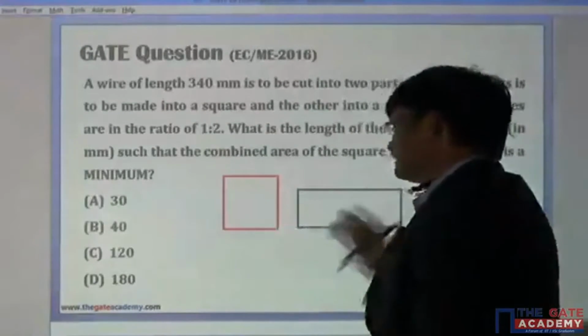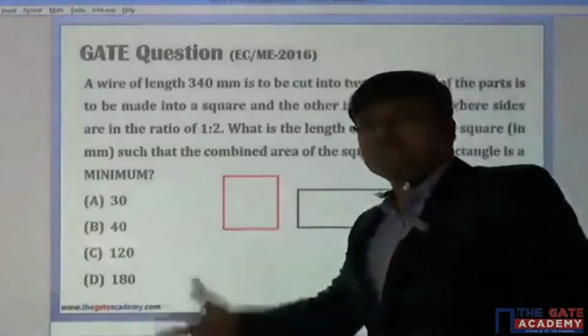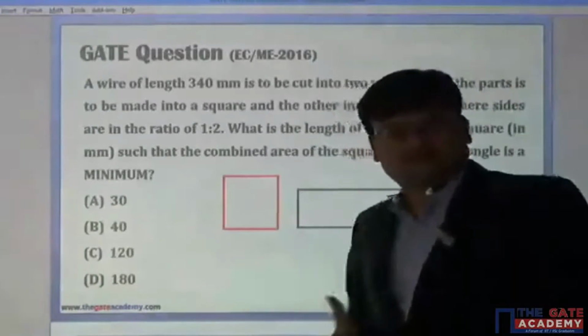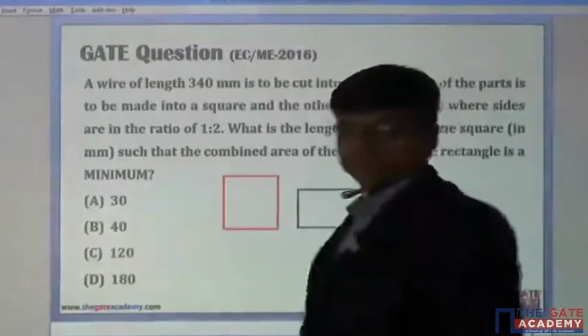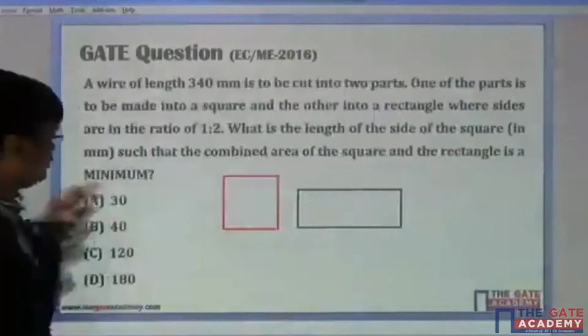So this is my square, this is my rectangle. People will think, okay, start calculation and blah blah blah. Don't do it. I have a shortcut for you. So what you have to do, you have to look at the options.